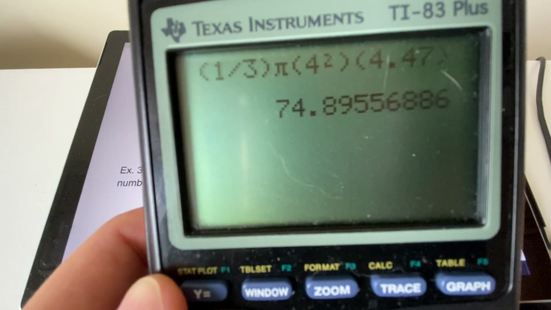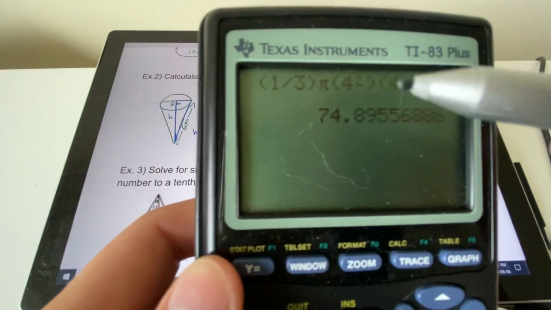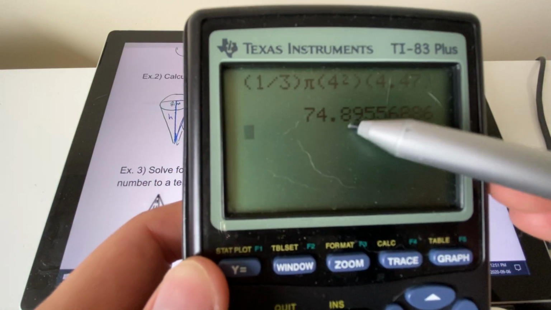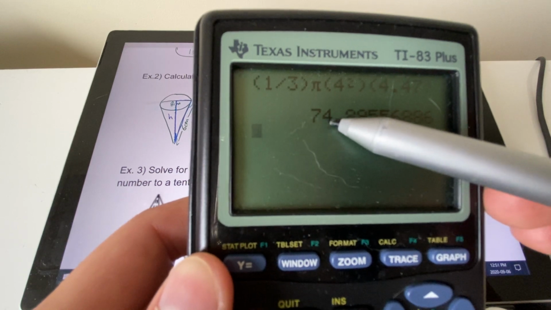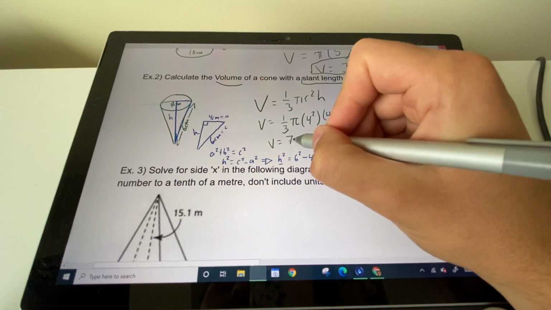And that's going to give me 74.895. Now, I'm going to round this to the nearest unit cube. So I'm going to round it to 75 centimeters cubed.